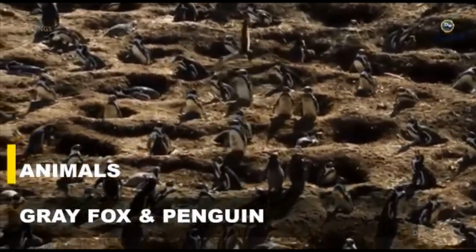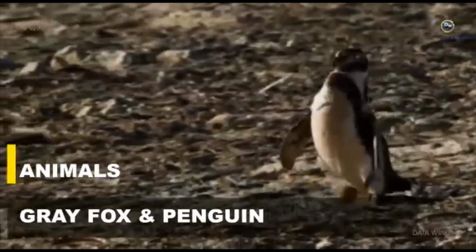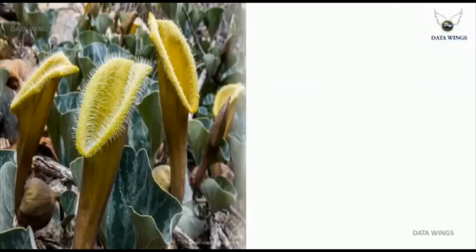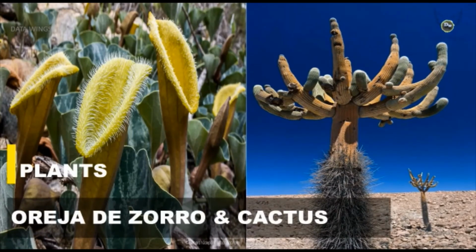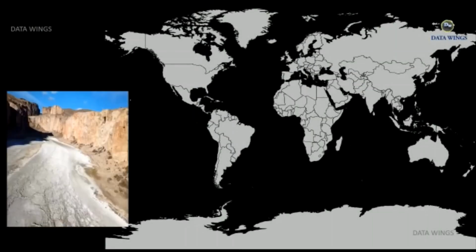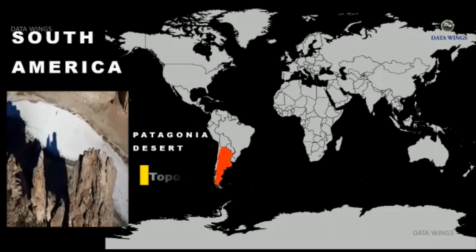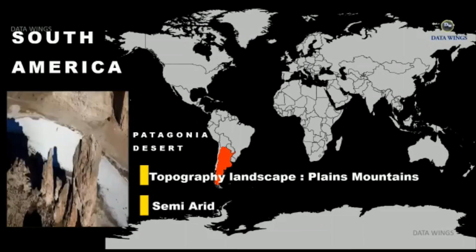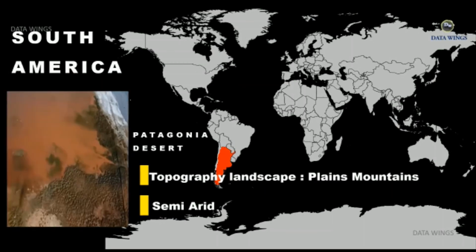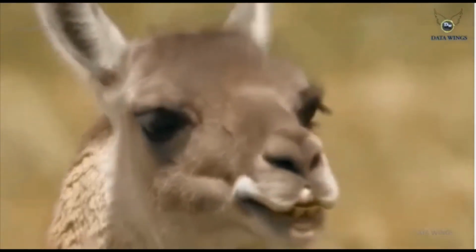And you would expect penguins to live in, like, I don't know, the southern pole of the world, but they actually live in a desert. Isn't that quite fascinating? And some of the plants that live here are the Arabian Desert and cactus, like in many other deserts we have seen. And then another desert also located in South America is the Patagonia Desert. And topography and landscapes there are just plains and mountains. And it is semi-arid, similar to the desert we looked right before this.